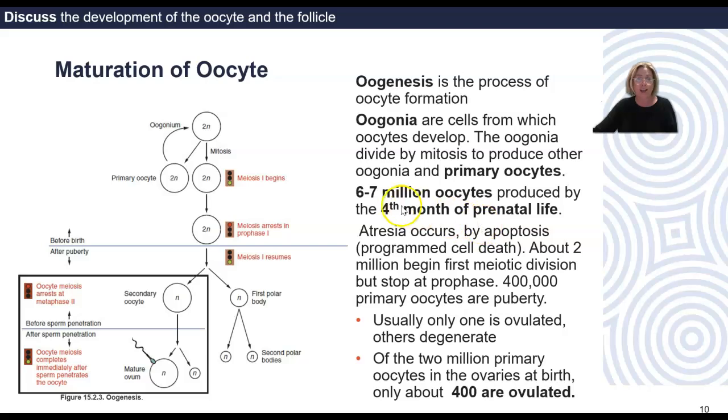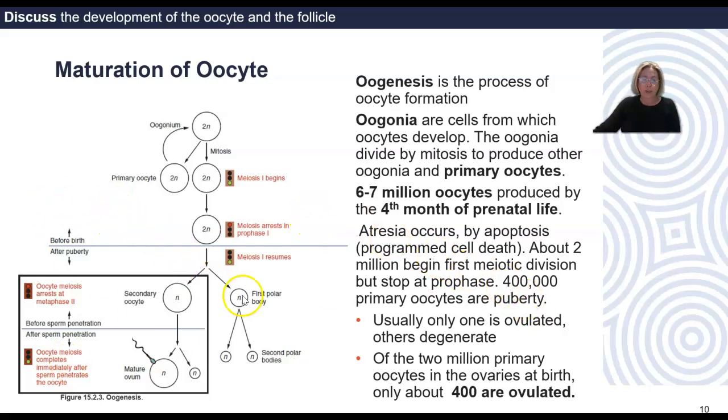Now, believe it or not, there are 6 to 7 million primary oocytes produced by the 4th month of prenatal life. So we're talking about in utero, when the female fetus is developing. Atresia, though, then occurs. So we get loss of some of these oocytes via apoptosis or programmed cell death. So that about 2 million of the original 6 to 7 million oocytes begin this first meiotic division, but it stops at prophase. And then nothing else happens until puberty. And then by the time a female reaches puberty, there's about 400,000 primary oocytes.